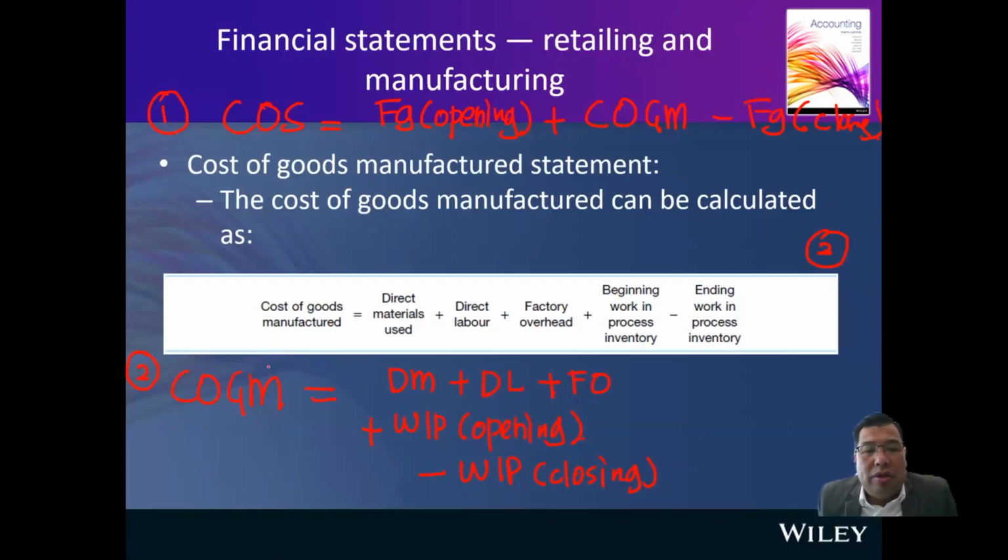To determine your cost of goods manufactured, you need to use this formula. Cost of goods manufactured is equal to direct material plus direct labor plus factory overhead plus work in process opening minus work in process closing. Are you okay with this? Yeah?